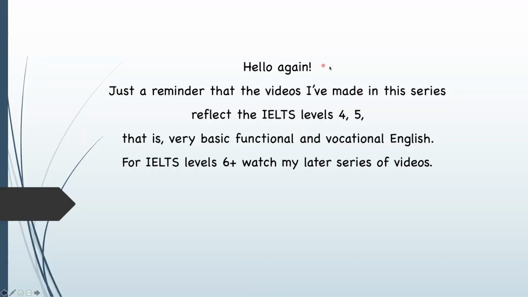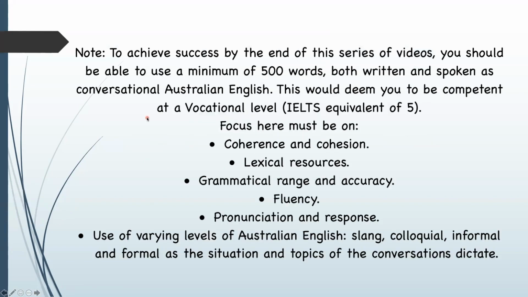Hello again. Just a reminder that the videos I've made in this series reflect the IELTS levels 4 and 5. That's very basic, functional and vocational English. For IELTS level 6+, watch my latest series of videos. To achieve success by the end of this series of videos, you should be able to use a minimum of 500 words, both written and spoken, as conversational Australian English. This would deem you to be competent at a vocational level, which is IELTS equivalent of 5.